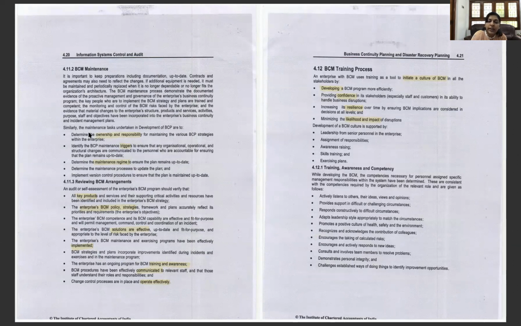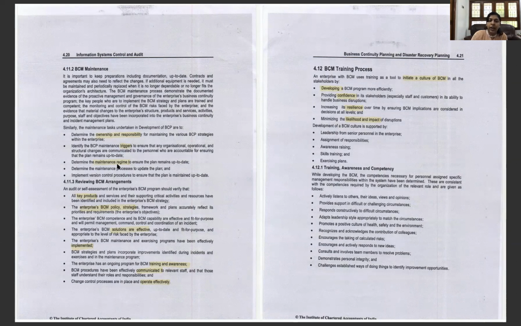So what are the tasks which are undertaken for the development of BCP? For the maintenance tasks, who has the ownership and responsibility for maintenance? We say it has to be maintained, but who is going to do that? And how do we know that this needs maintenance now? So it's called maintenance triggers. Whose ownership and responsibility is it to maintain, and when should it be maintained?